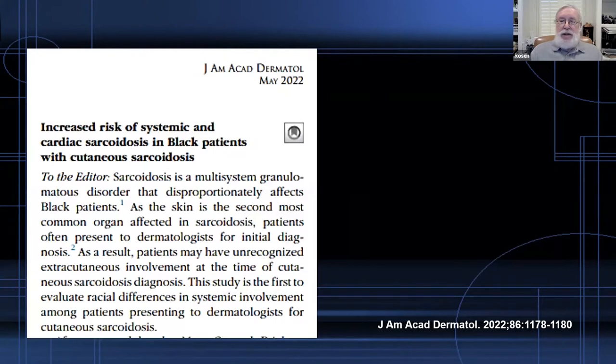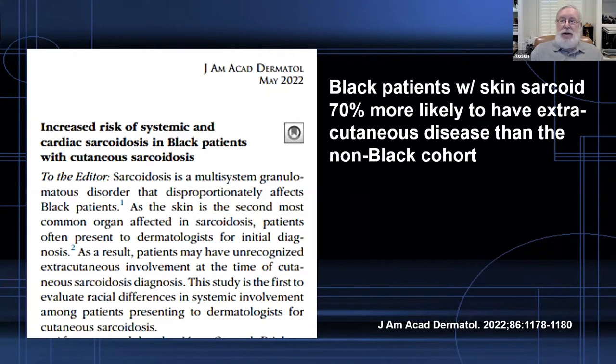I found this relatively recent research letter from a well-known institution, where they looked at sarcoid involving all ethnicities, Black, white, Asian, Hispanic. Black patients, they were all presenting with skin sarcoid. Black patients with skin sarcoid were 70% more likely to have extracutaneous disease than all the other patients comprising the non-Black patient cohort, 70%. So you may make the diagnosis of cutaneous sarcoid, but you have to keep this in mind. Let's go one step further.